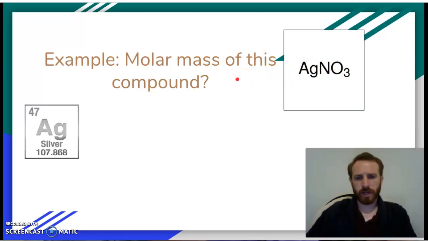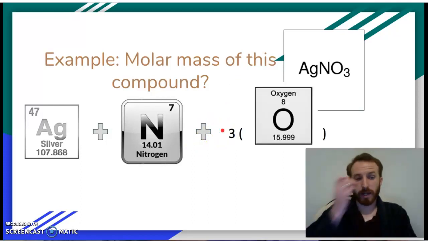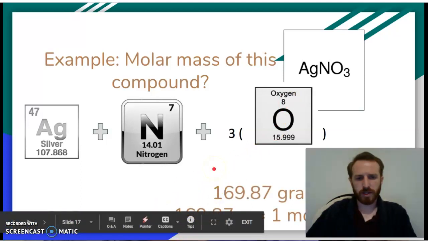We take silver's mass, we got 107.868, plus nitrogen, there's 1 nitrogen, right? So 14.01, plus, we have to put a 3 and then multiply it by oxygen, which is 15.99, right? So essentially you have to add up those masses together to get the molar mass of silver nitrate. Okay, so in this case we got 169.87 grams equals 1 mole of silver nitrate, right? And we can obviously write two different fractions with that.